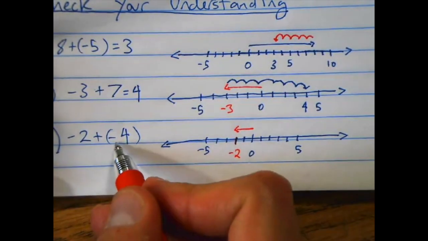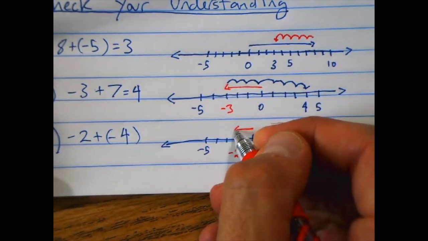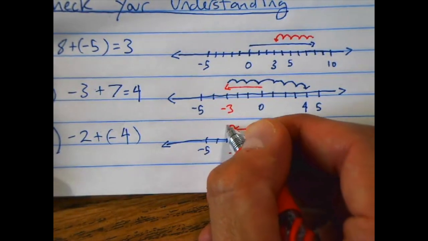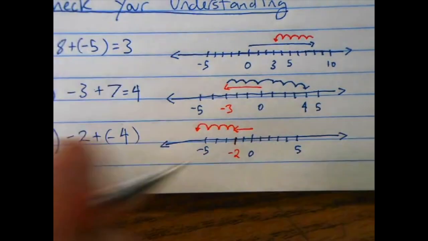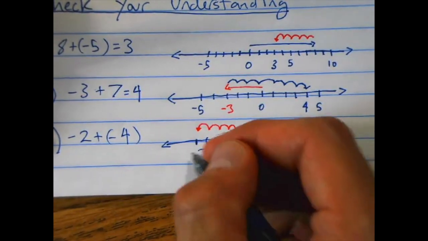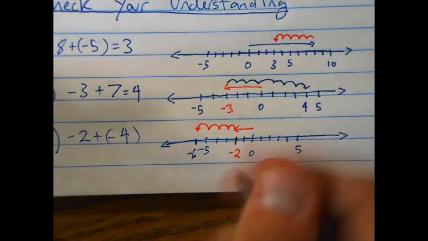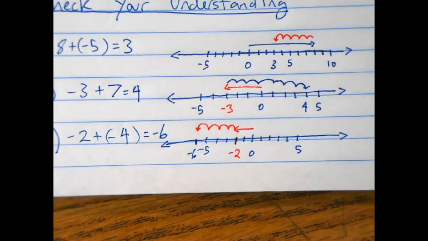And now we're going to go 4 units to the left of there because we're adding a negative. We're going in the left direction. 1, 2, 3, 4. It looks like I didn't put enough tick marks, but that's no problem because I can add one there, and I know that that's negative 6. So the solution, negative 2 plus negative 4, is negative 6.